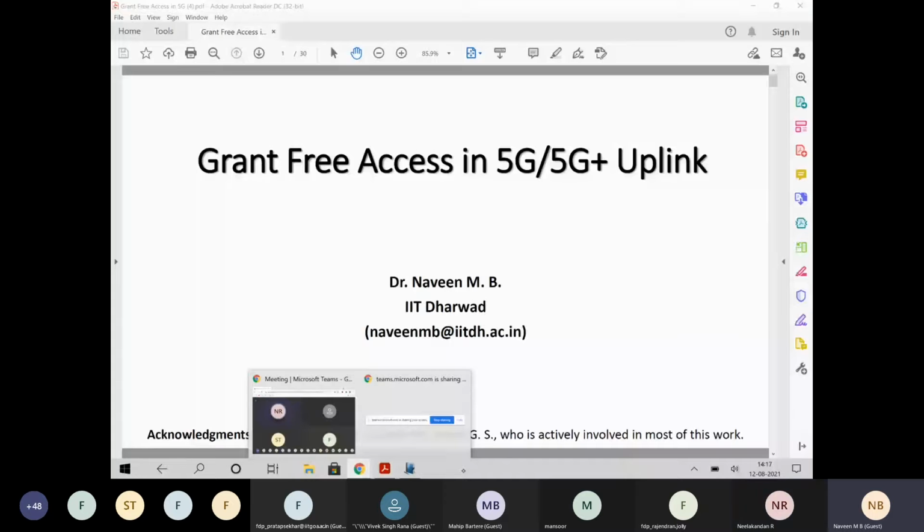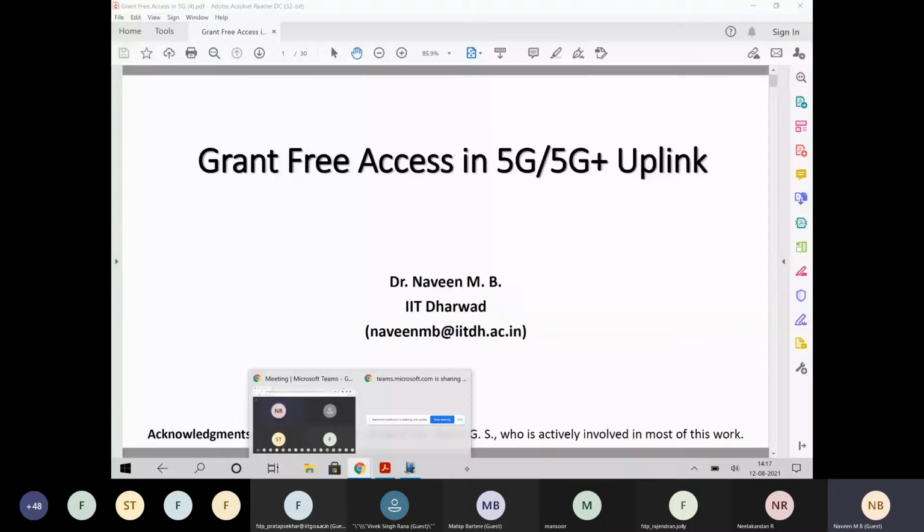Okay. So basically this is on grant free access in 5G and 5G plus, that is beyond 5G uplink. And I would like to thank my PhD student, especially for these set of slides and the work also, because these slides contain some of my research, and most of that research is done with the PhD student, Ms. Harini GS here. I would like to acknowledge her contribution in making the slides and also in deriving a lot of the results which are a part of these slides.